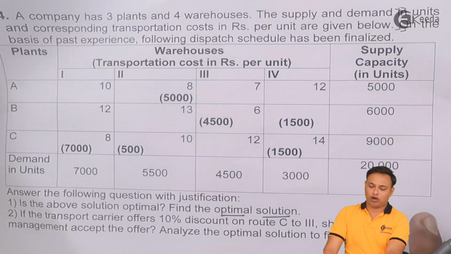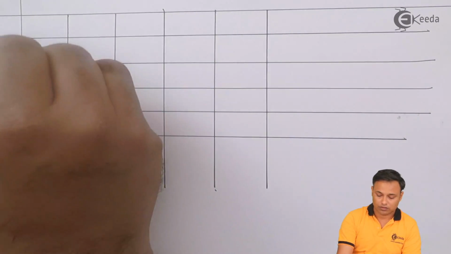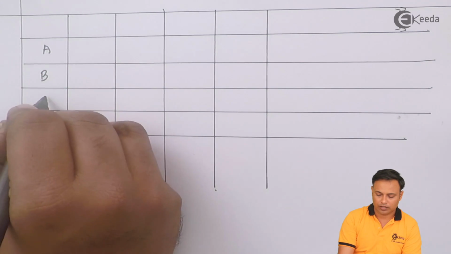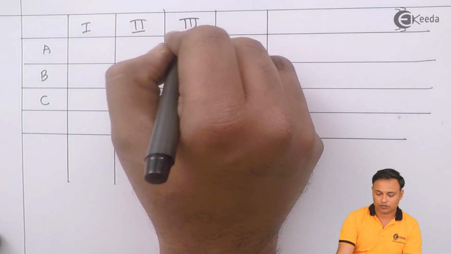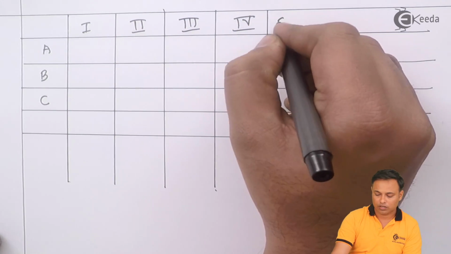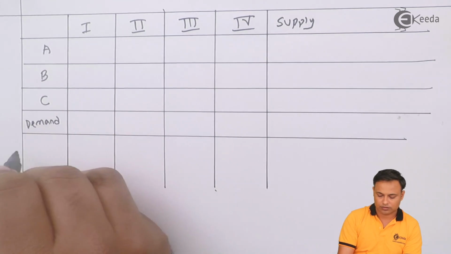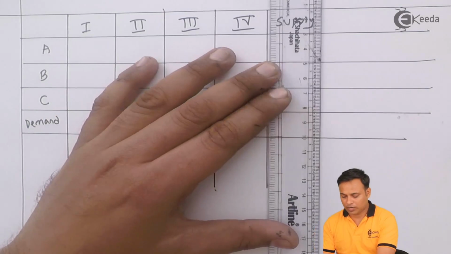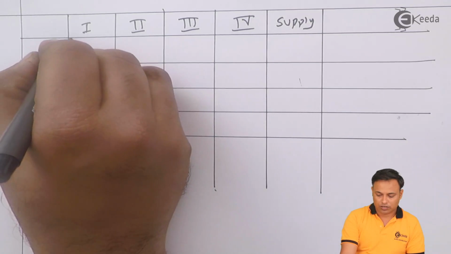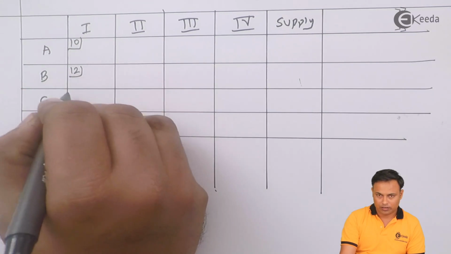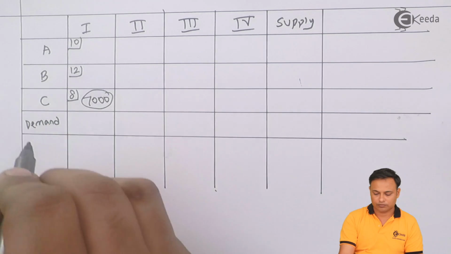So here is the problem. I'll just copy the whole problem as it is and then we will go for the Modi method. So here I have A, B and C. Here I have 1, 2, 3 and 4. Here is my supply and here is my demand. Let's have one more line here. So this is my cost 10, 12, 8 and my allocation 7,000 as given in the problem.